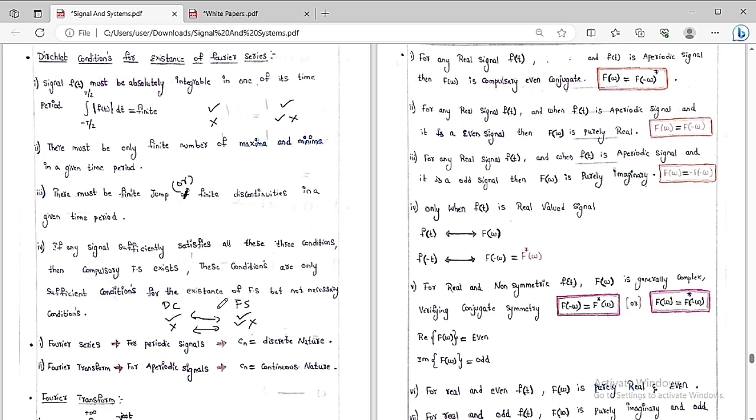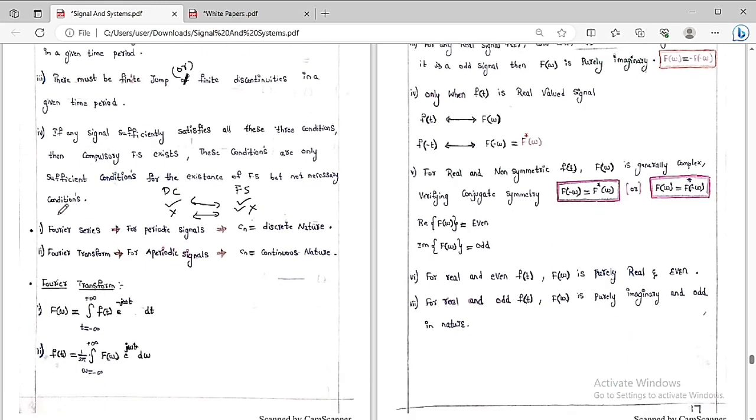So if any signal satisfies all the three conditions, then compulsorily the Fourier series exists. These conditions are only the sufficient conditions for the existence of the Fourier series, but not the necessary conditions. Therefore we can say that if all the Dirichlet conditions are satisfied, then compulsorily the Fourier series expression of any signal will exist. If at least one of the Dirichlet conditions is not satisfied, then the Fourier series may exist or it may not exist. This point you have to keep in mind. That is the reason Dirichlet conditions are sufficient conditions but not necessary conditions for the existence of the Fourier series for a given periodic signal.